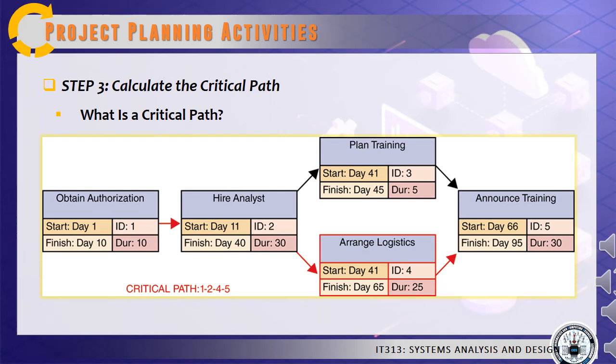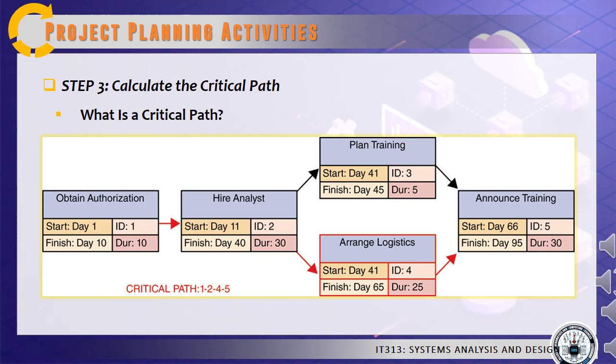Task 5 depends on tasks 3 and 4, which are multiple predecessors. Because task 5 depends on both tasks, it cannot start until the later of the two tasks is complete. In this example, task 3 ends earlier, but task 4 will not be completed until day 65. So, task 5 cannot start until day 66.